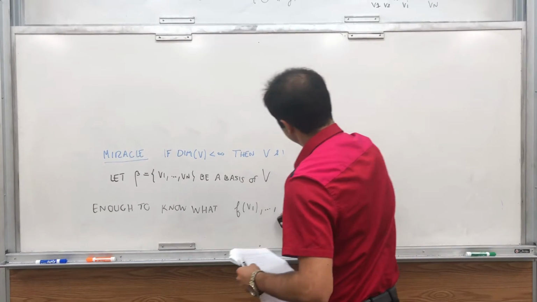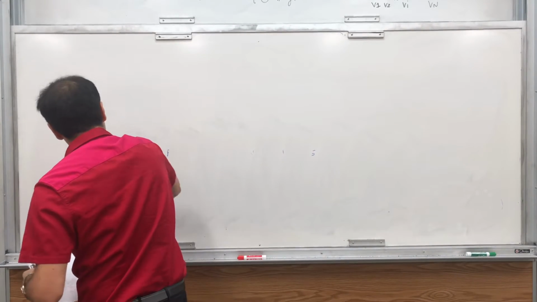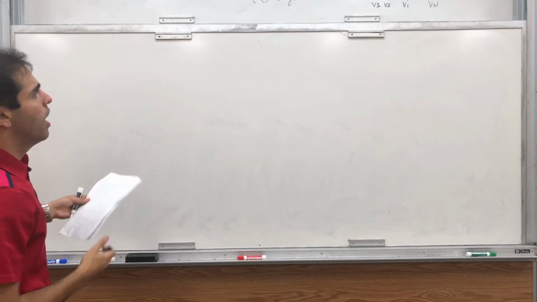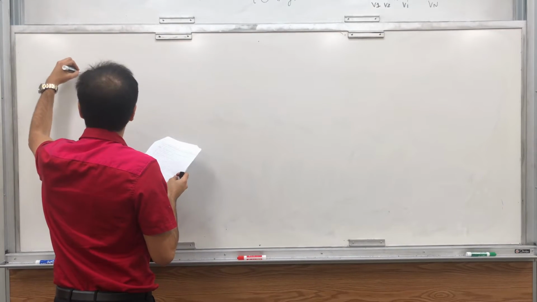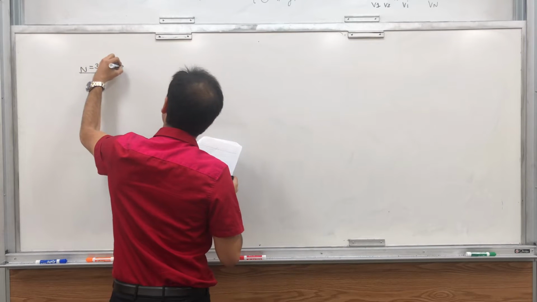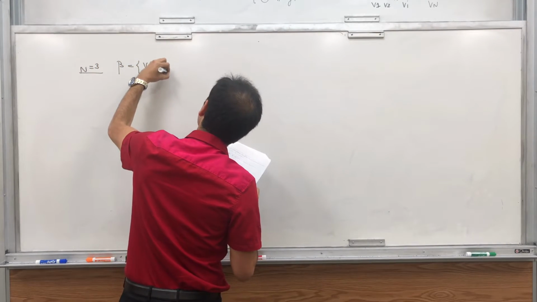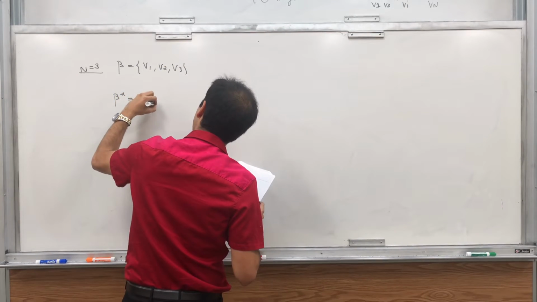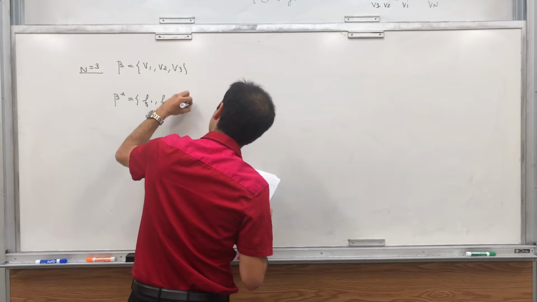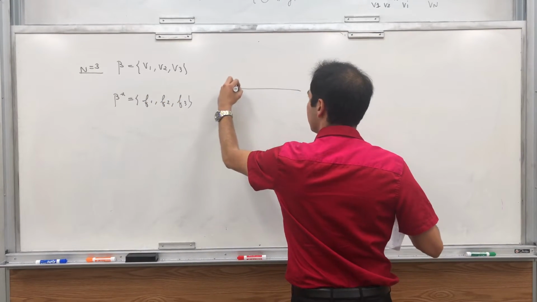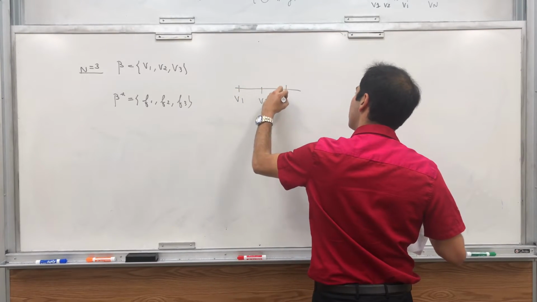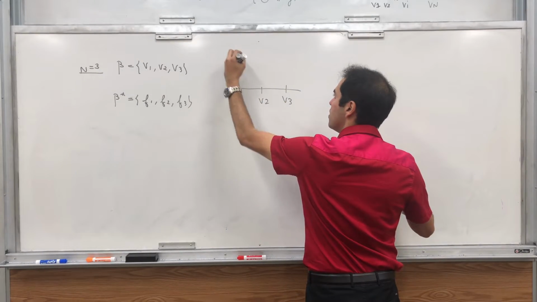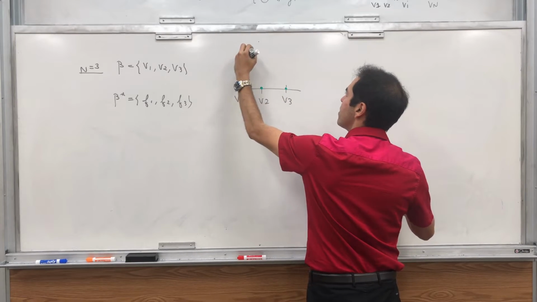Then let's see what happens. You can almost think of it as an indicator function of a point. So if n equals 3, let's say beta is v1, v2, v3, then the dual basis is f1, f2, f3. And what do those concretely look like? If this is v1, v2, v3, then f1 is 1 at v1, 0 at v2, 0 at v3.